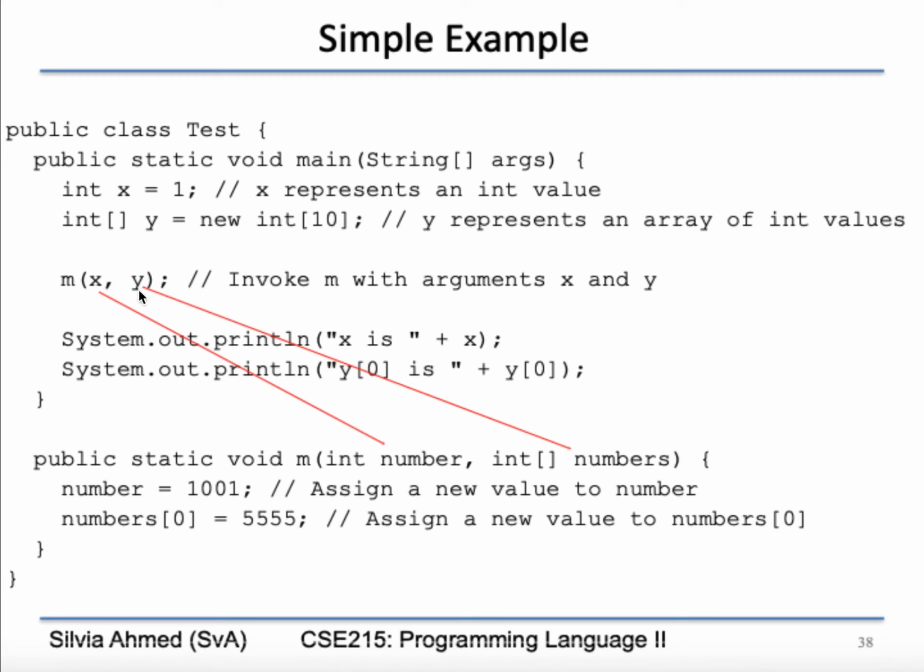But here we are actually passing the address of y. So the address of y comes here in numbers. When we do this, numbers[0] equals 5555. So numbers follows the same address as y, and at that address it changes the 0th content into 5555. When we print y[0], it actually prints the changed value, that means 5555. This is similar to the pointer example from C.